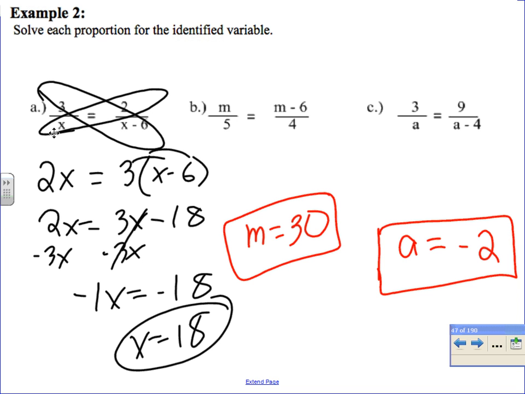You cannot use a cross product if there's a multiplication sign between 2 fractions. That's a very common mistake for some reason. Only use cross products when there's an equal sign between them.